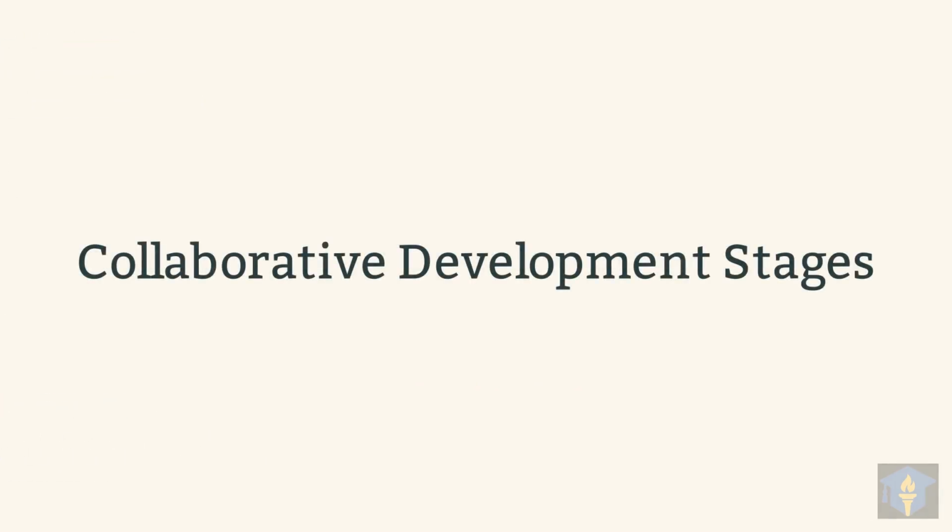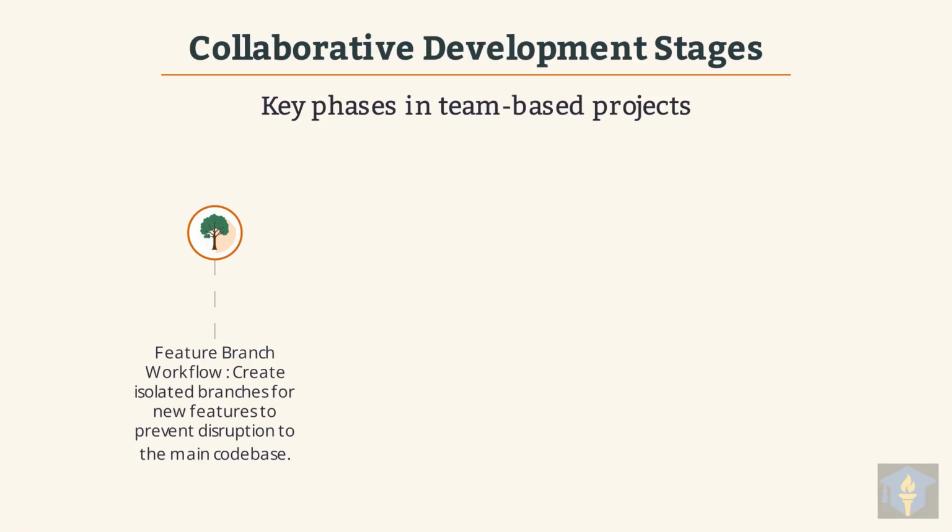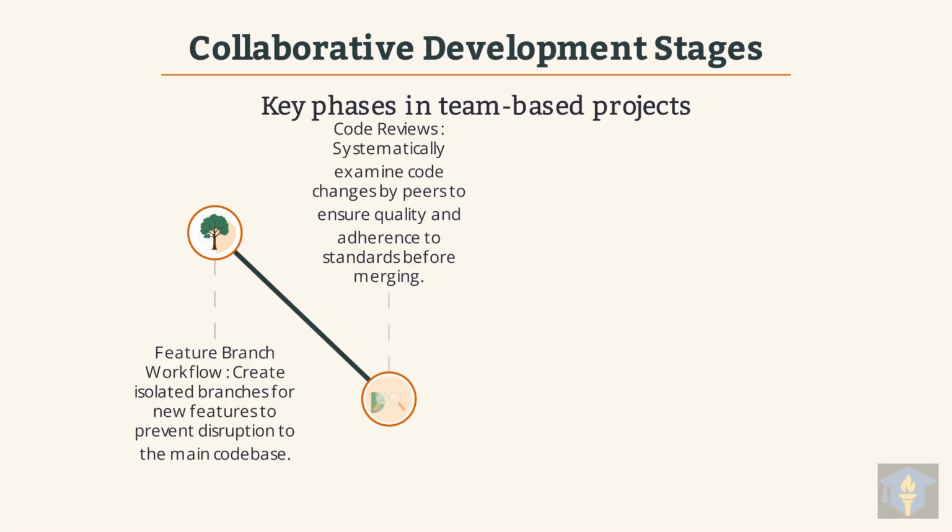Let's now delve into the key stages of collaborative development, essential for successful team-based projects. These are the critical phases that teams navigate to ensure efficient and high-quality software development. The feature branch workflow involves creating isolated branches for new features, preventing disruption to your main codebase. Code reviews involve peers systematically examining code changes to ensure quality and adherence to coding standards before merging.